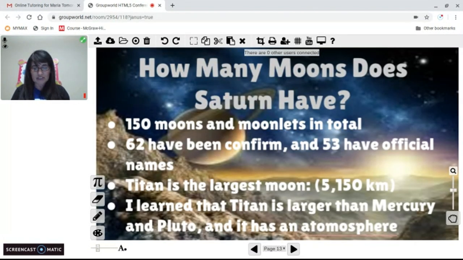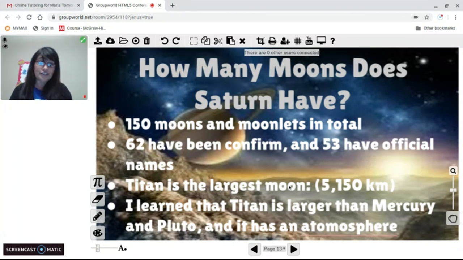Then the next question is moons. How many moons? If you want to know about the moons, answer that question. Just put the question down: how many moons does Saturn have? Okay, now here's the answer. 150 moons and moonlets in total. But if you Google it, they're going to keep saying 62. 62 have been confirmed and 53 have official names.